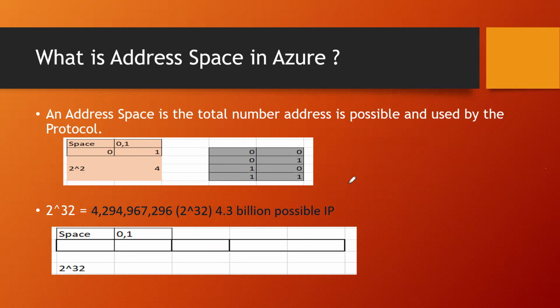If I give you two values, zero and one, and two spaces, this is two to the power of zero and one, which is the number two, so four combinations are possible. Like that, here we have 32 bits, counting 1, 2, 3 up to 32. With 2 in each, 2 to the power 32 gives that many addresses. That is nothing but IP addresses, and this is your address space. I hope you don't have any doubt now about address space, right?